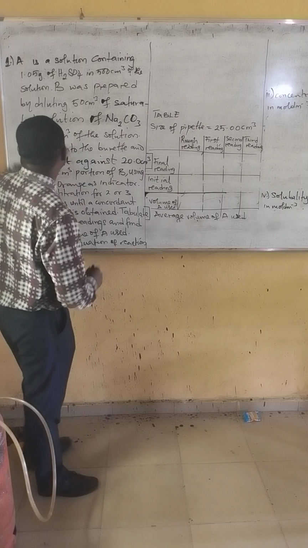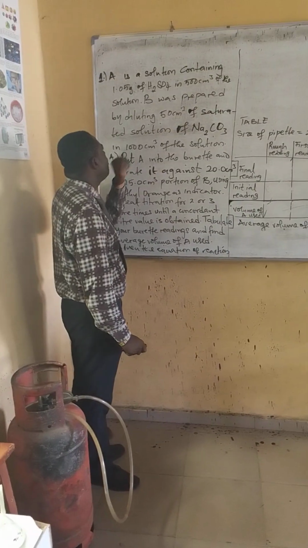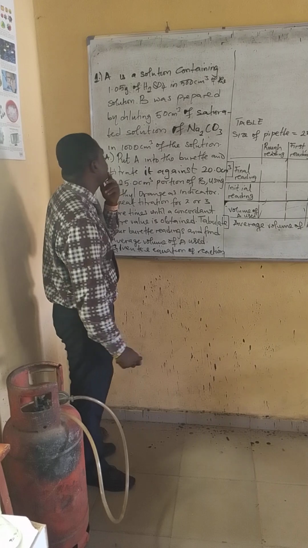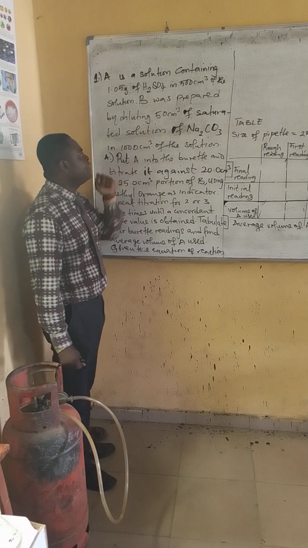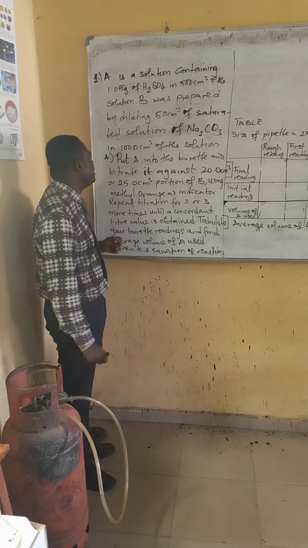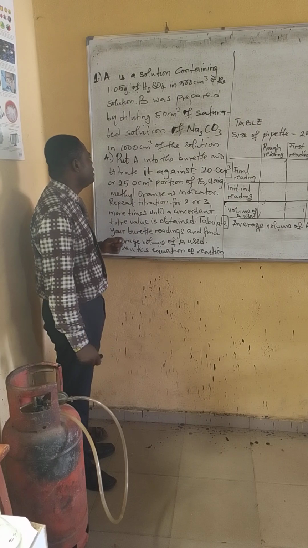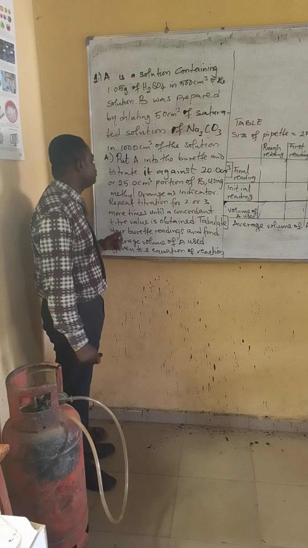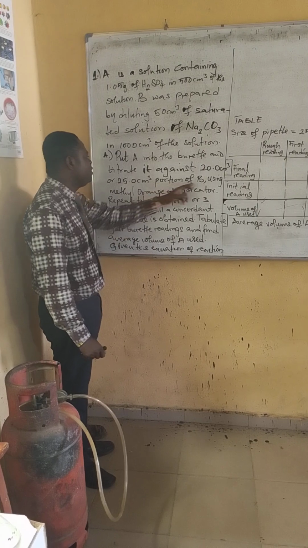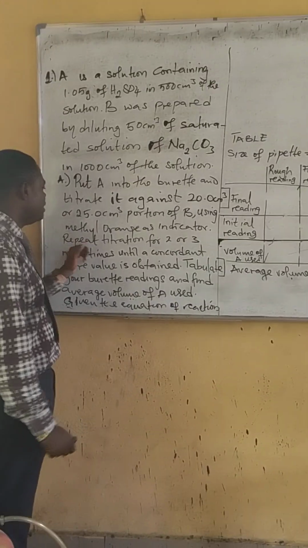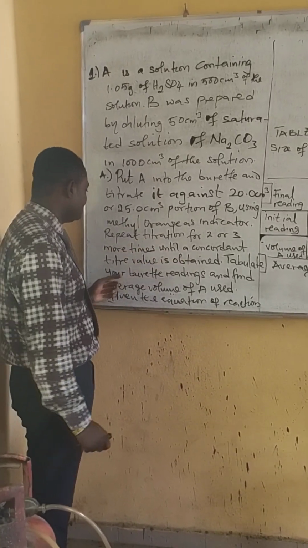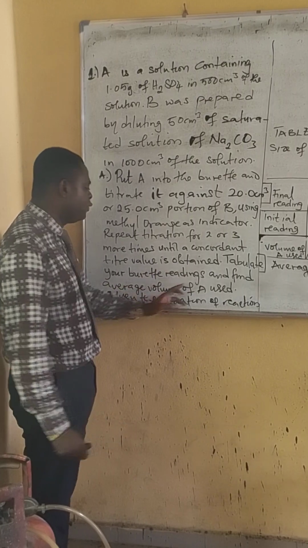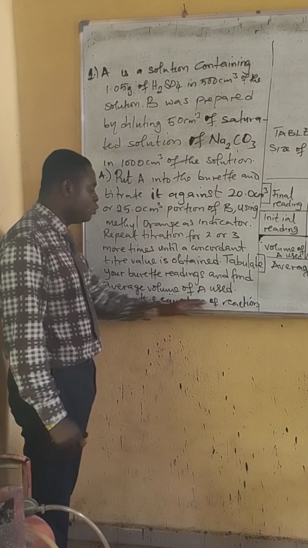A is a solution containing 1.05 gram of H2SO4 in 500 cm3 of the solution. And B was prepared by diluting 500 cm3 of saturated solution of Na2CO3 in 1000 cm3 of the solution. Put A into the burette and titrate it against 20 or 25 cm3 portion of B using methyl orange as indicator. Repeat titration for 2 or 3 more times until a concordant titer value is obtained. Tabulate your burette readings and find average volume of A used. Given the equation of the reaction as this.